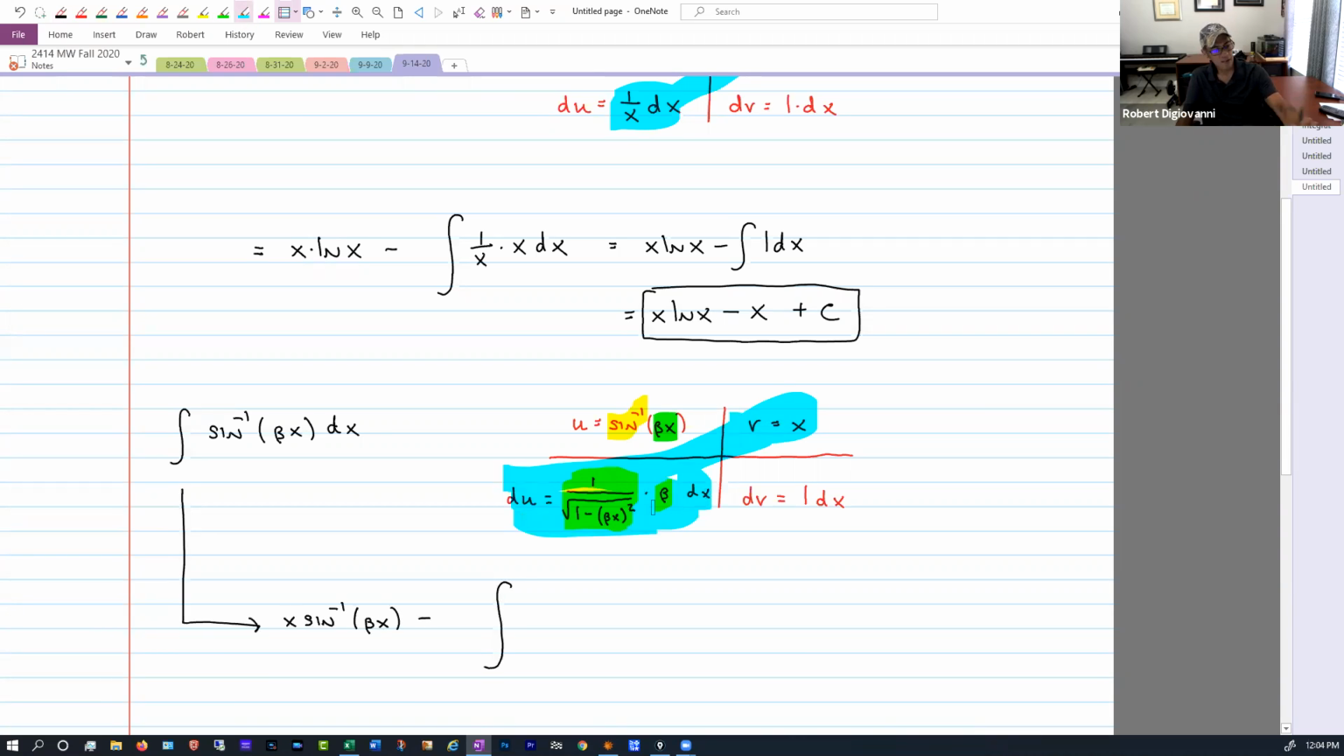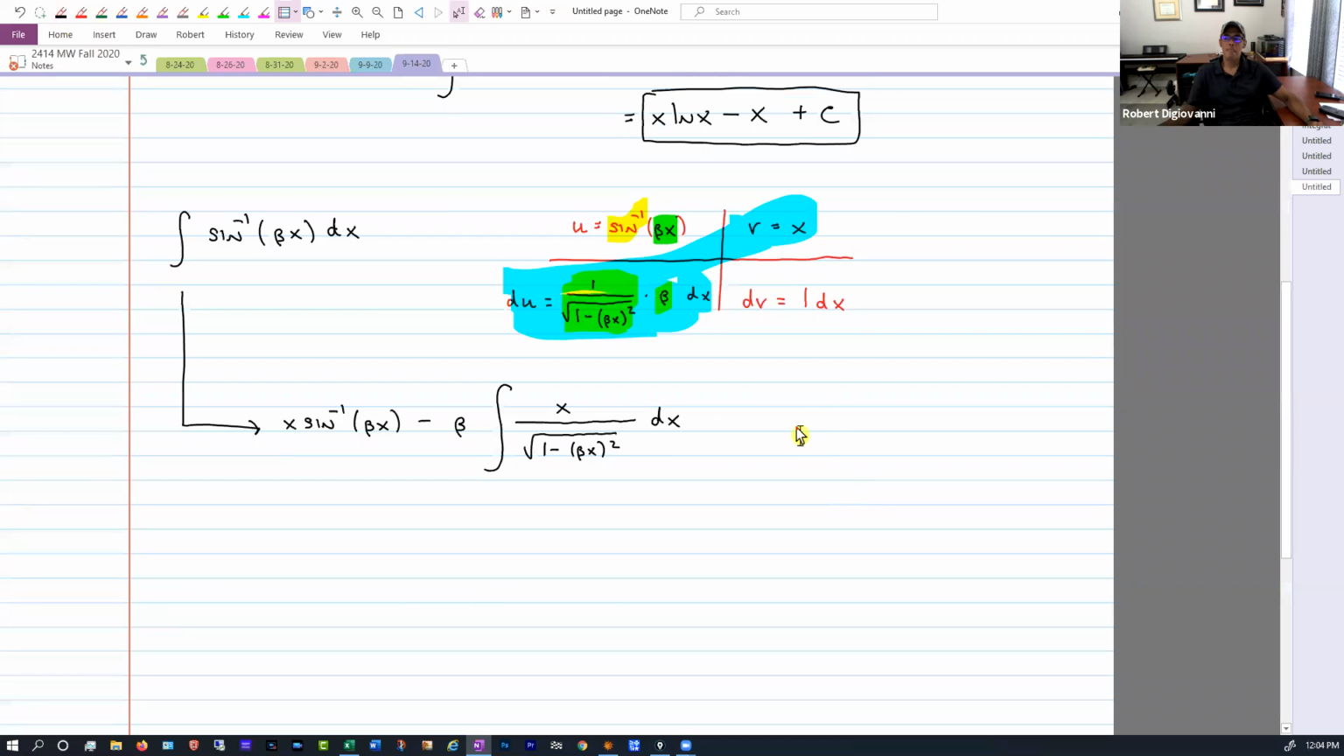Beta can come out because it's a constant. But that's it, right? So what's left there is a lot of crap. You have an x on top. On the bottom, you have a square root of 1 minus beta x squared dx. I thought that integration by parts was supposed to make things nicer, right?